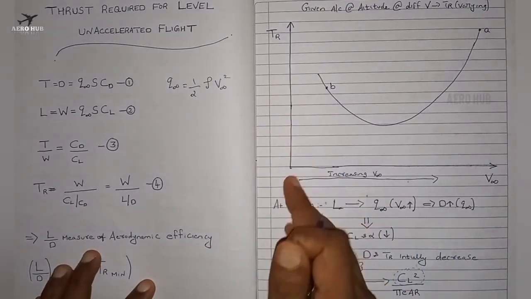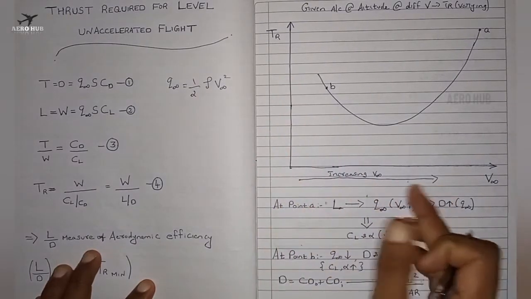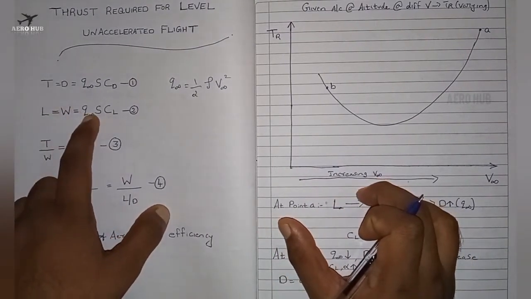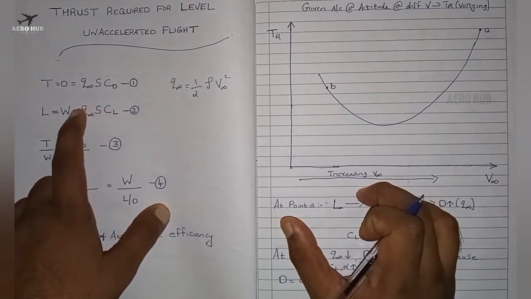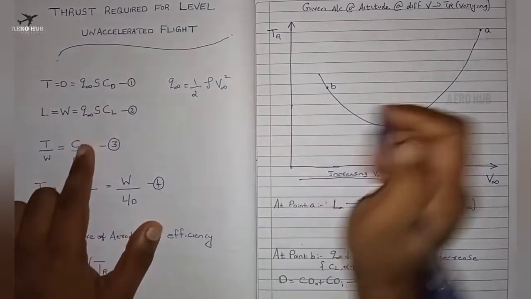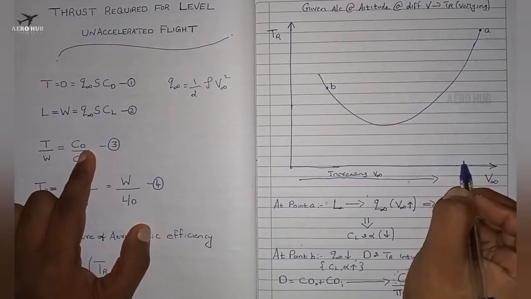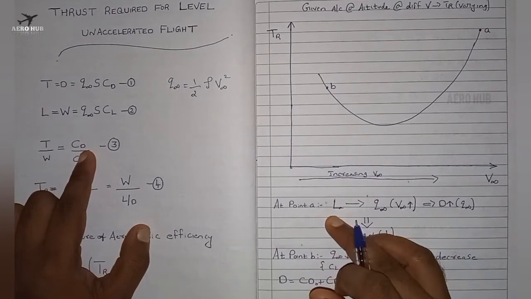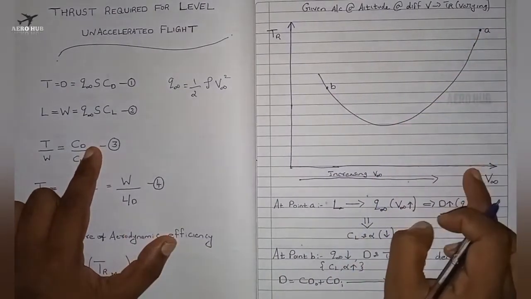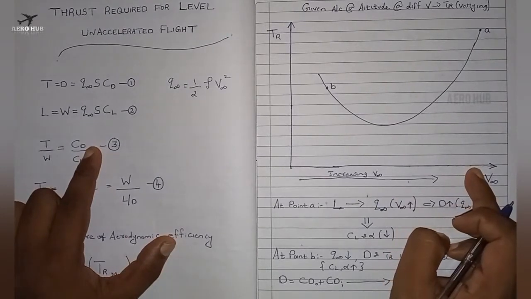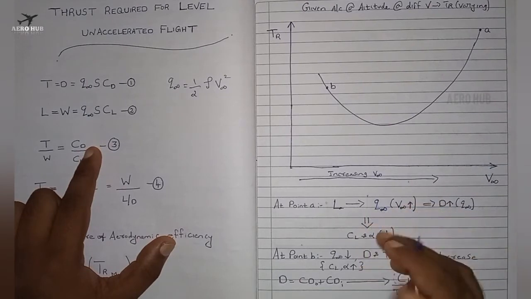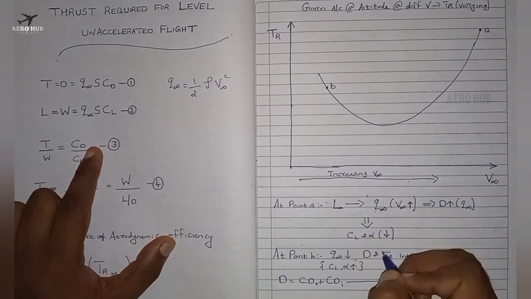For this curve, from left to right we have increasing velocity, and you have to understand lift is equal to Q infinity S CL. Q infinity is nothing but half rho V square. At point A we have a certain amount of lift, and at point A the velocity is higher. Therefore the lift is mainly derived from dynamic pressure.